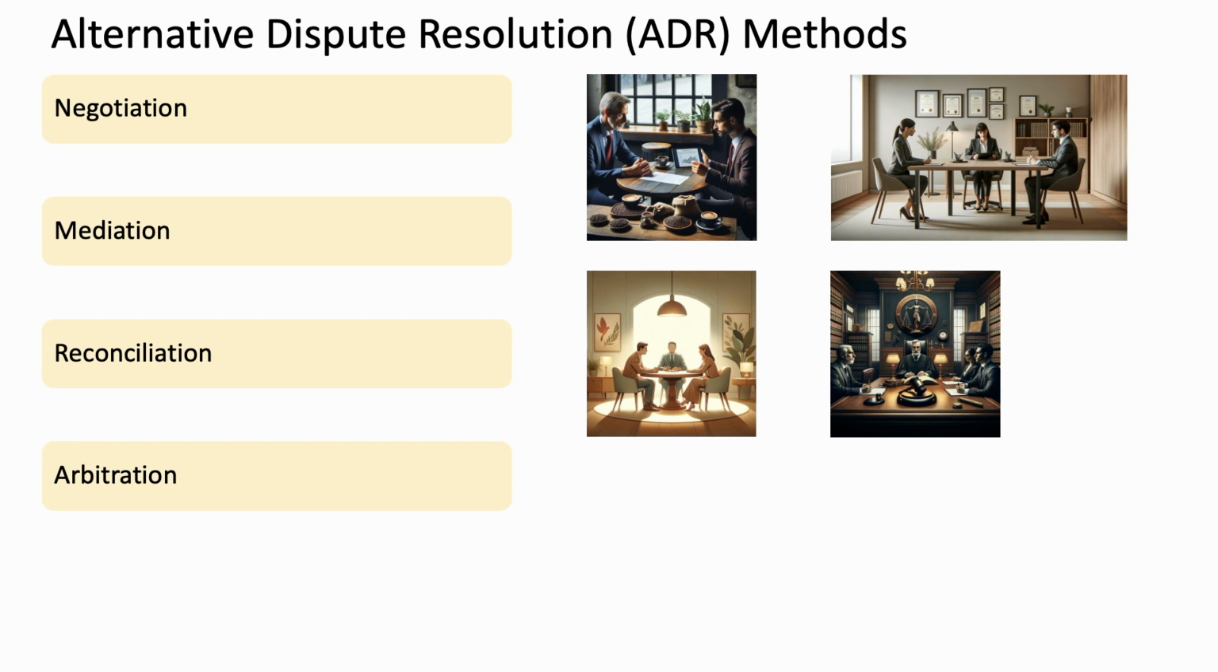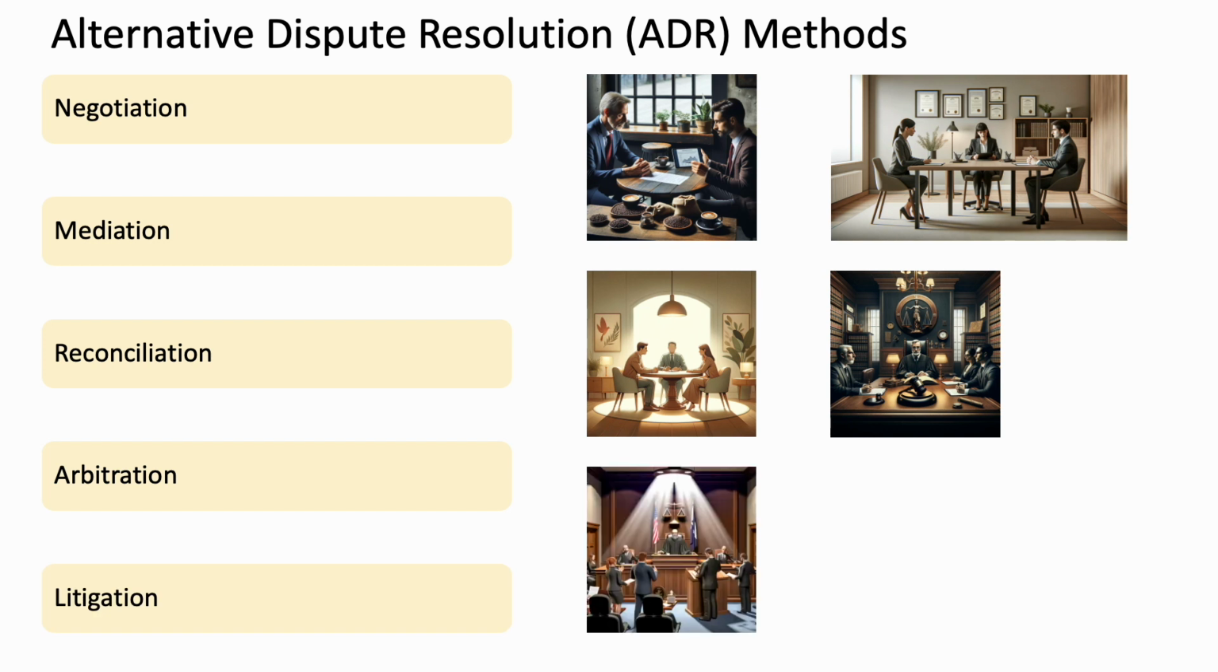When all ADR methods fail, parties may resort to litigation, initiating legal proceedings in court. However, this option is typically considered a last resort due to its time-consuming and costly nature. For example, if a coffee shop owner and landlord cannot resolve a lease termination dispute through ADR, they may proceed to litigation to seek legal remedies.